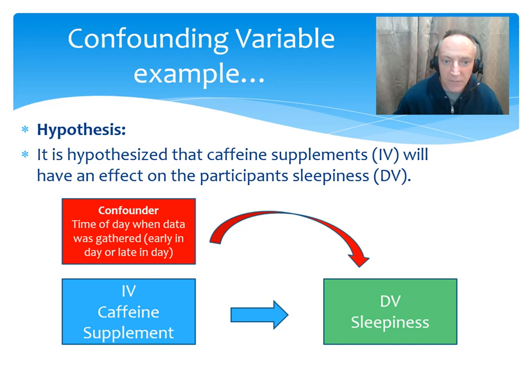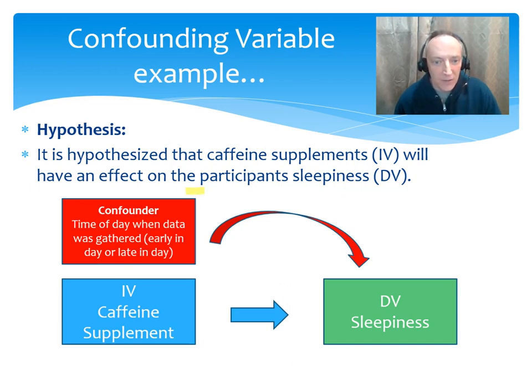So let's say, for example, I have this hypothesis. It is hypothesized that caffeine supplements will have an effect on participants' sleepiness. So if I'm seeing changes in my participants' levels of sleepiness, and the only thing different about them is whether they took the caffeine supplement or not, then I could say, well, it was, with some degree of certainty, the caffeine that brought about that change.